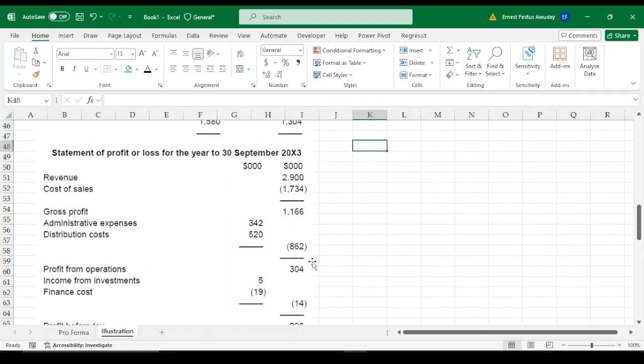Then we come to our statement of profit or loss. The statement of profit or loss is presented for only the current year. Now, the reason why the comparative information has been given for the statement of financial position, we are going to know in a moment.